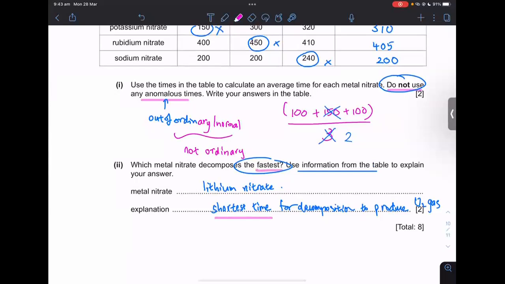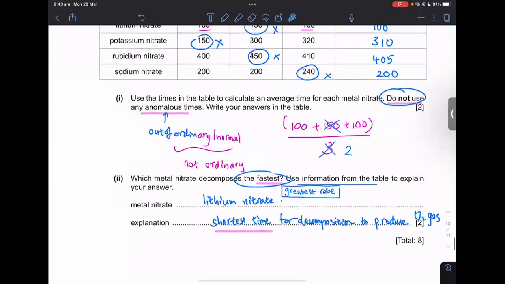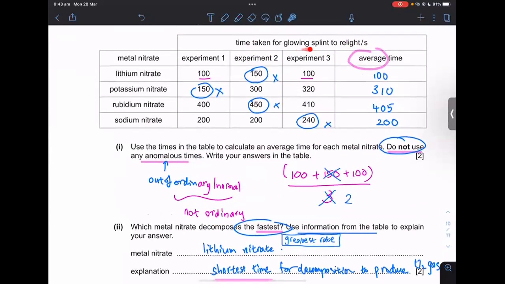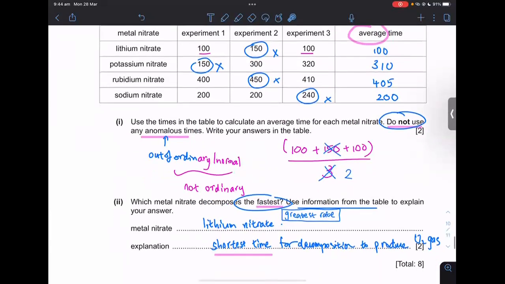You want the fastest, or sometimes they will use another word, greatest rate. Greatest rate means the fastest reaction. The fastest reaction will decompose very quickly, will give you the oxygen gas, and therefore the glowing splint will relight in the shortest time because the oxygen gas gets produced faster because the decomposition is the fastest here with the shortest time. So lithium nitrate is the only answer there.